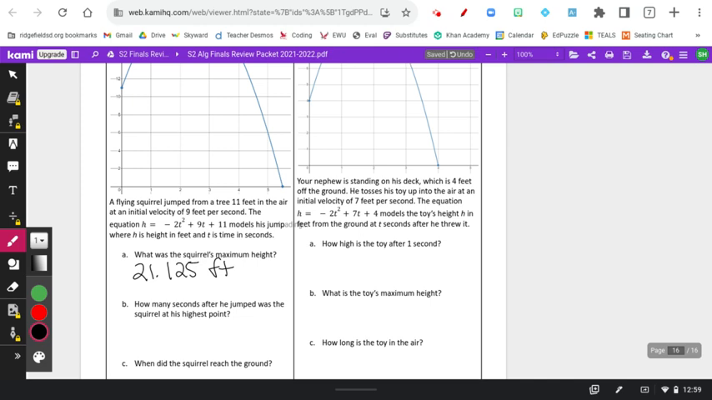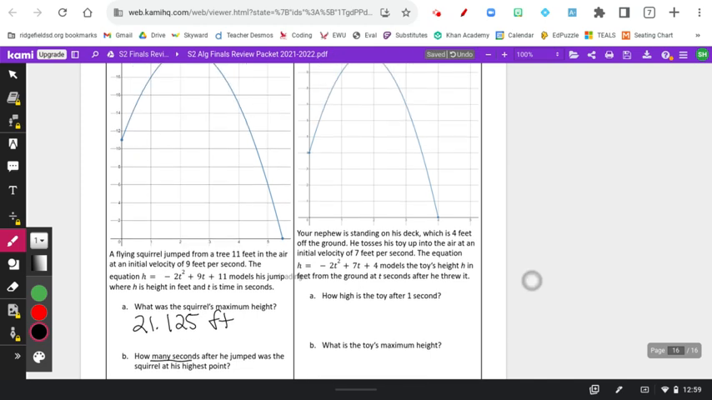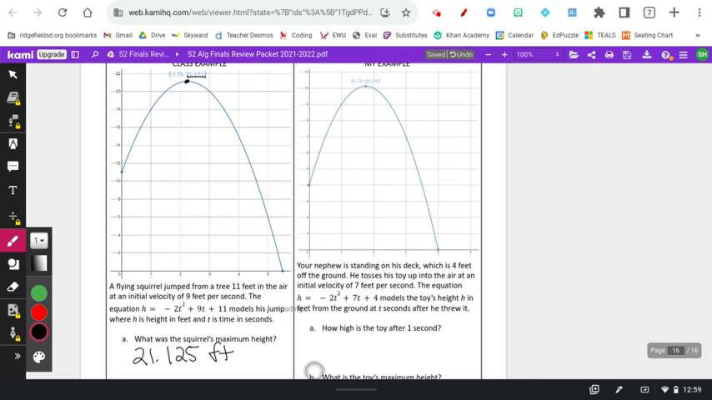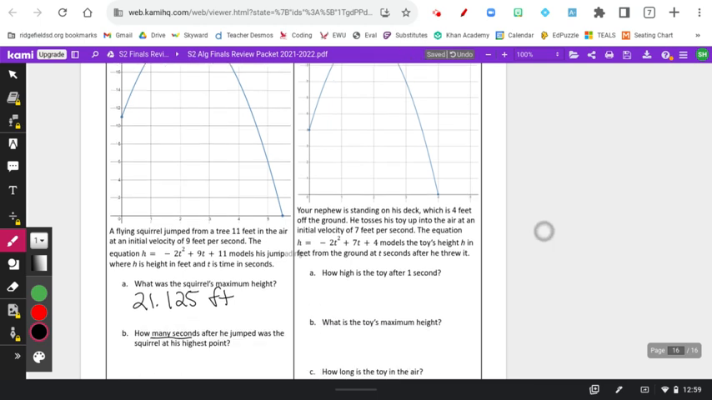How many seconds after he jumped was the squirrel at its highest point? That's still talking about the vertex, it's talking about the highest point, but now it's talking about the time, so that's 2.25.